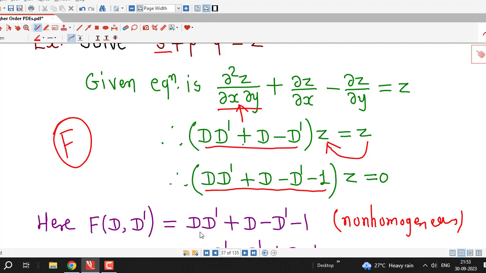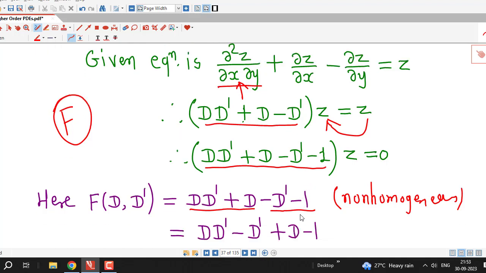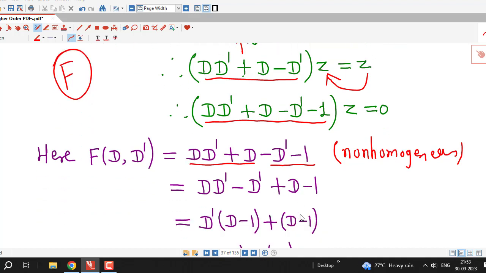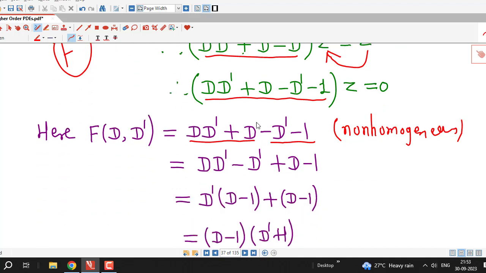And now we can see that here we can take D common, so we will have D' plus 1 in the bracket, and here we will take minus 1 common, so we are left with D' plus 1. So that I have written here. Or I can combine these two, D D' minus D', and these two, D minus 1. And here now I take D' common, and I am left with D minus 1, and here I can write 1 times D minus 1. And now we again take D minus 1 common, so we have D' plus 1.